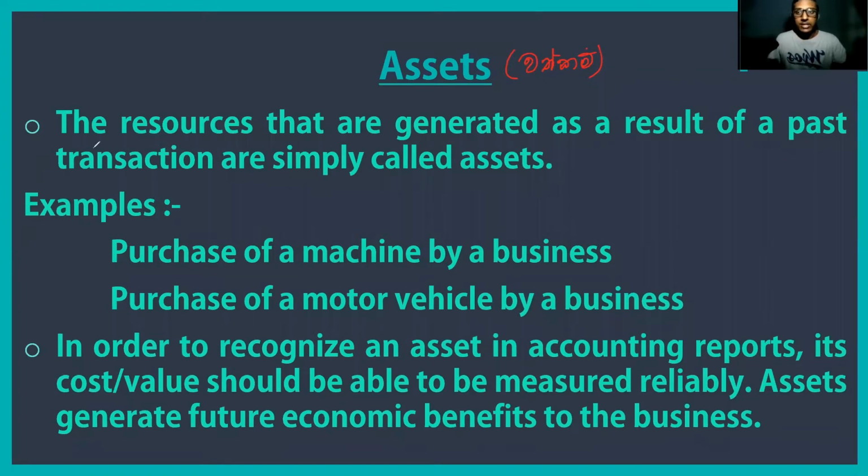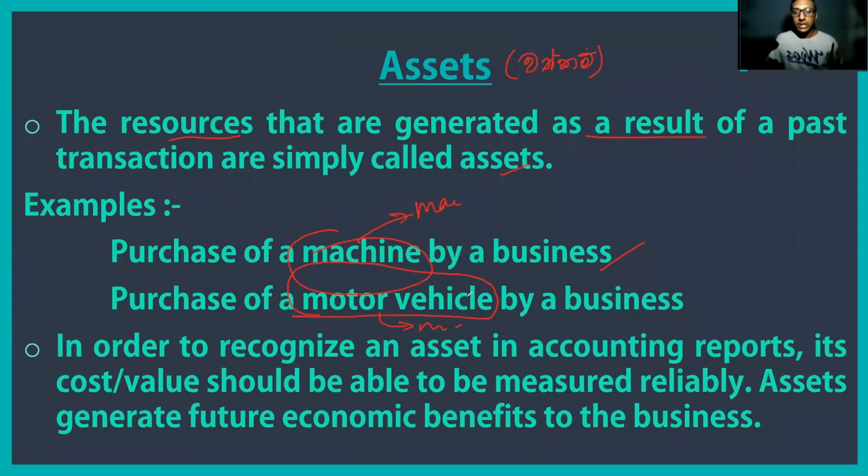Read it again, right? The resources that are generated as a result of past transactions are simply called assets. So examples would be the purchase of a machine by a business. So that machine is an asset, right? The purchase of a motor vehicle by a business for their use, okay? Only for their use, not for the reselling purpose. For their use would be an asset.